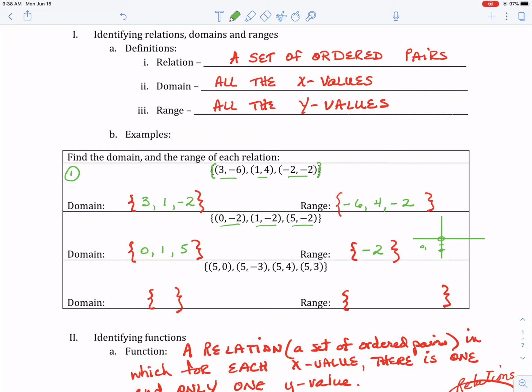So there's 0, -2, and here's 1, -2. And here's 5, somewhere out here, -2. So you see that all of those points fall along a horizontal line. That's why we only have one value in the range.